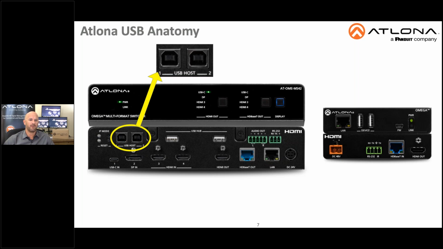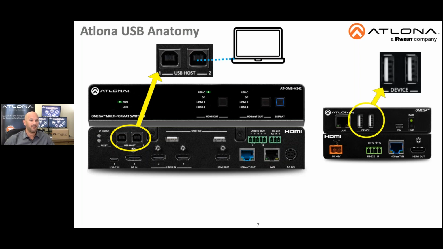Let's start with the host port. This is where a presenter will connect a laptop. This connection will allow the laptop to interface with the other USB devices that are in the AV system. The host port will be USB type B. Next are the device ports, sometimes referred to as the hub. These are USB type A ports. This is where peripheral devices such as cameras and speakerphones will connect into the system.